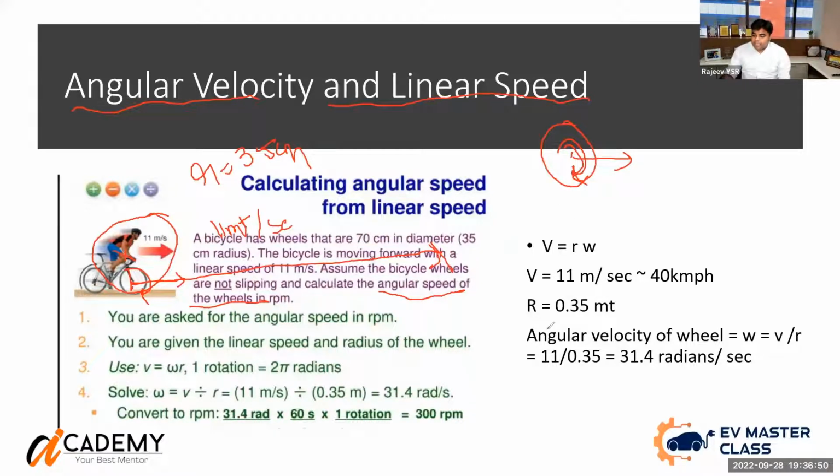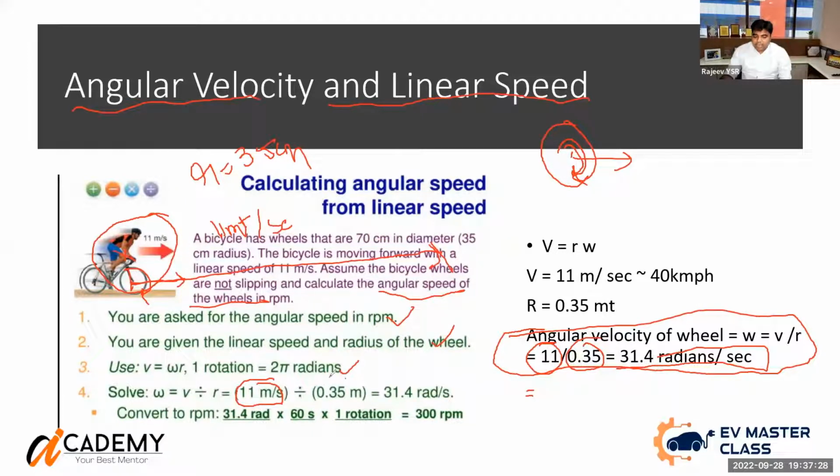Okay. The angular velocity of the wheel is very, very simple. It is velocity divided by the radius. So what is the linear speed? 11 meters per second divided by the radius, 0.35 meters. So that basically is 31.4 radians per second. So what is it that we are asked? You are asked to calculate the angular speed in RPM. You are given the linear speed of the vehicle and the radius of the wheel. So we use the formula v = r omega. Omega is equal to v by r. v is equal to 11 meters per second.